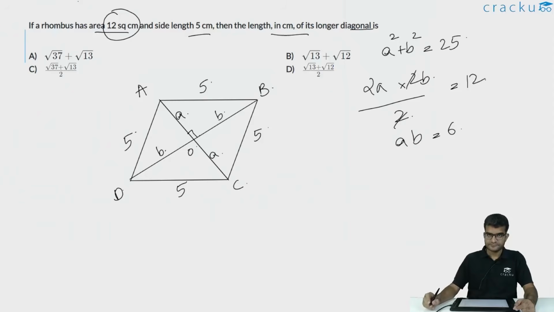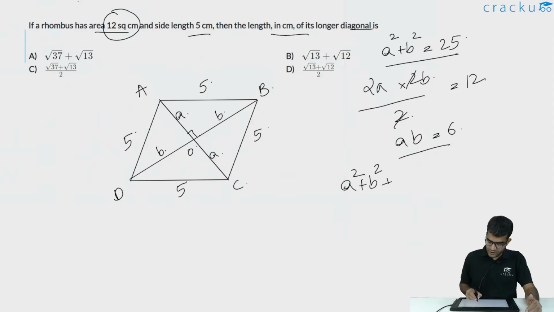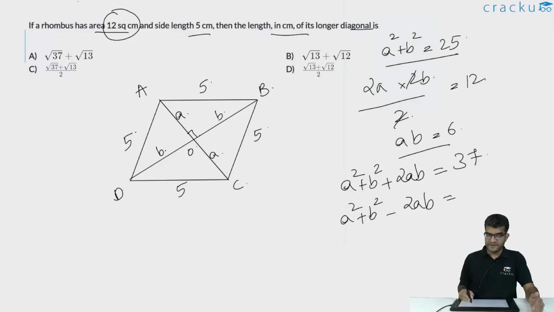We are given a square plus b square. We are given the product of a into b. So we can calculate the value of a and b. How are we going to do that? We know that a square plus b square plus 2ab will be equal to 25 plus 12, which is 37. And a square plus b square minus 2ab is equal to 25 minus 12, which is equal to 13.